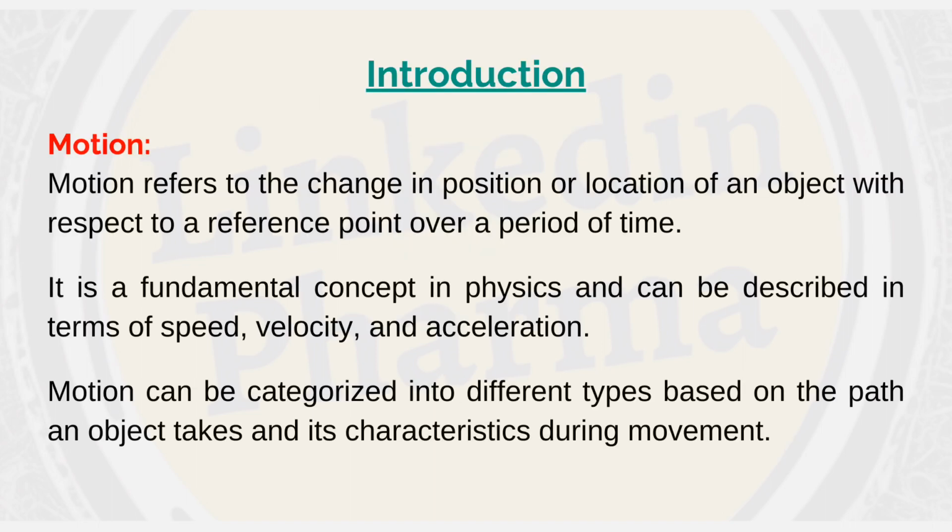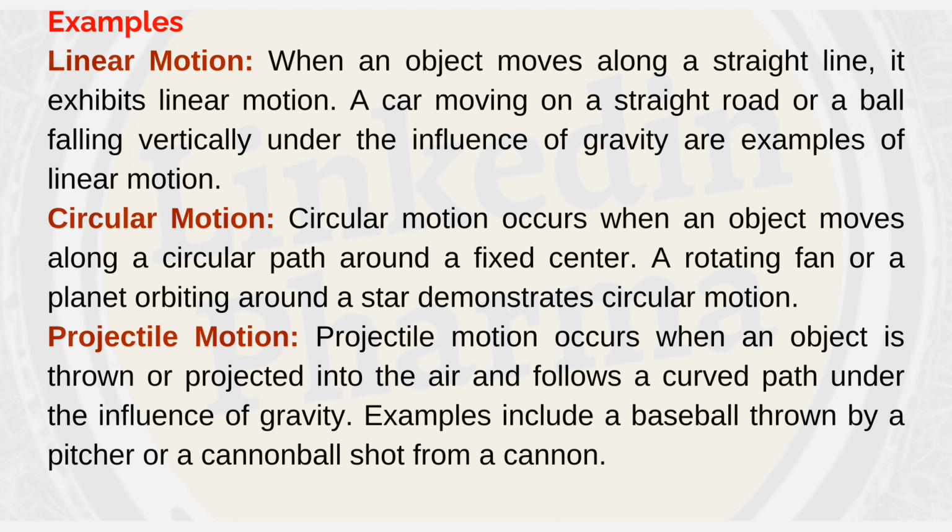Motion. Motion refers to the change in position or location of an object with respect to a reference point over a period of time. It is a fundamental concept in physics and can be described in terms of speed, velocity, and acceleration. Motion can be categorized into different types based on the path an object takes and its characteristics during movement. Examples of motion. Linear motion.